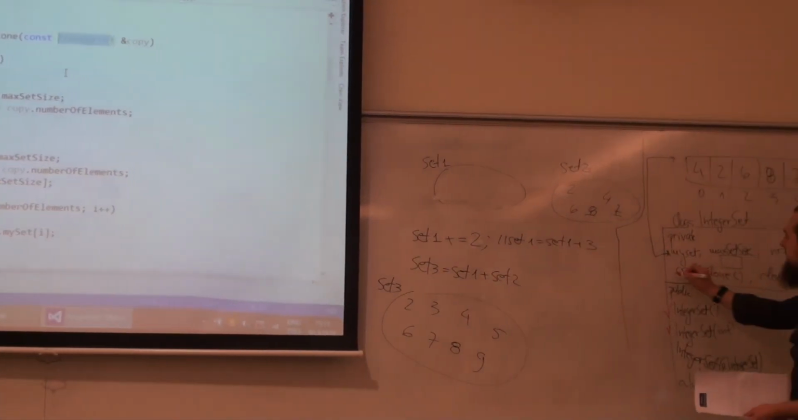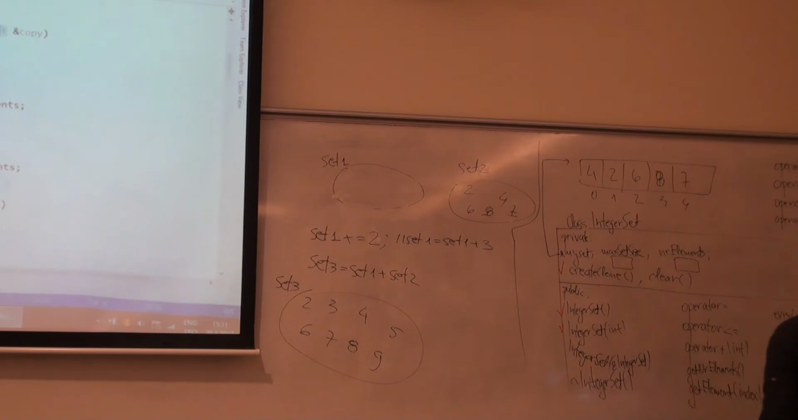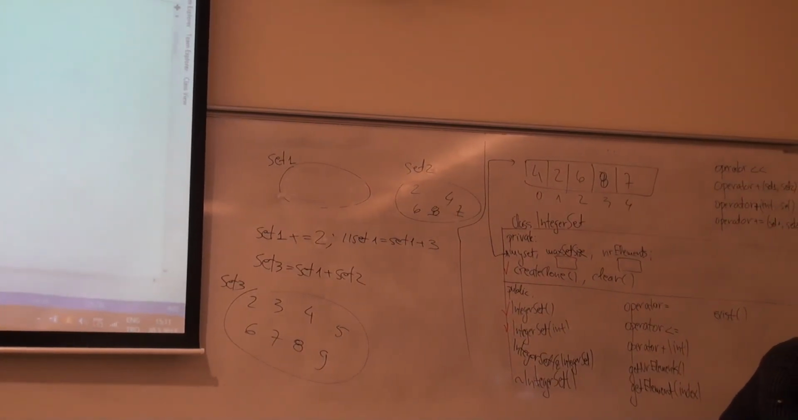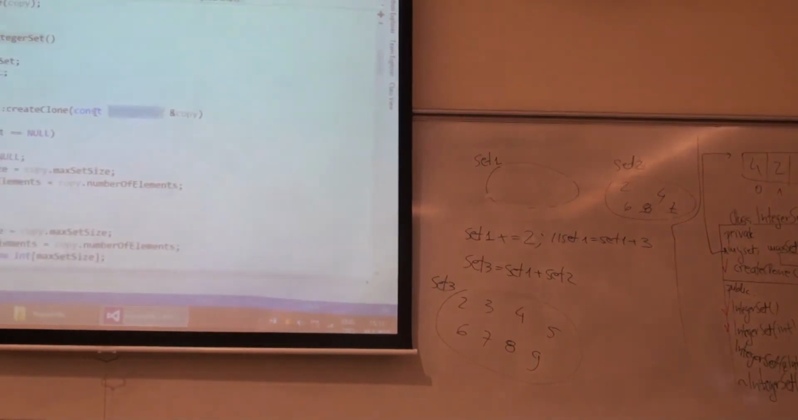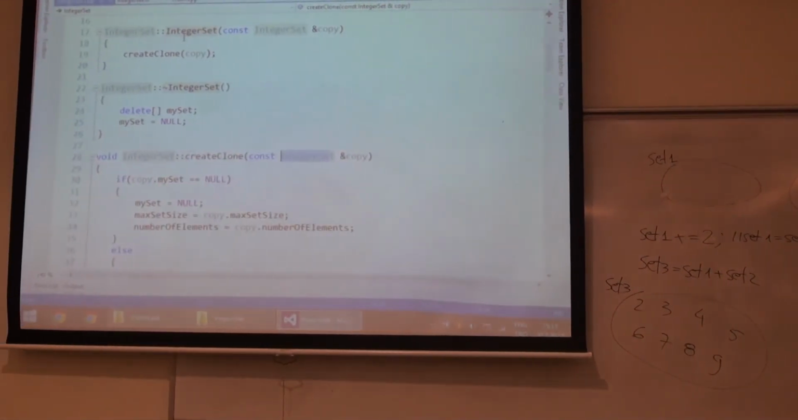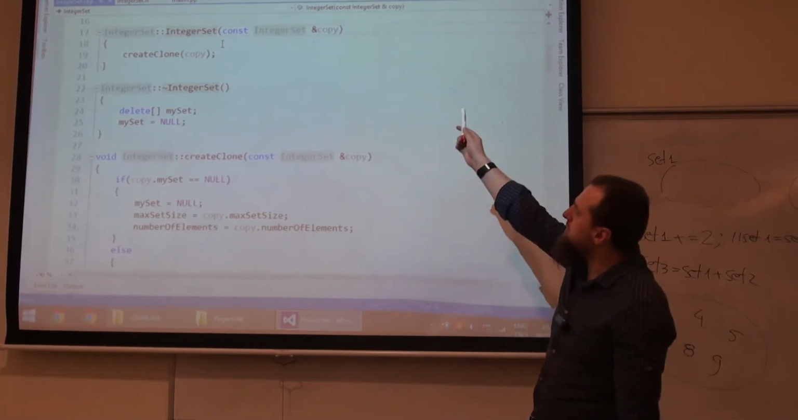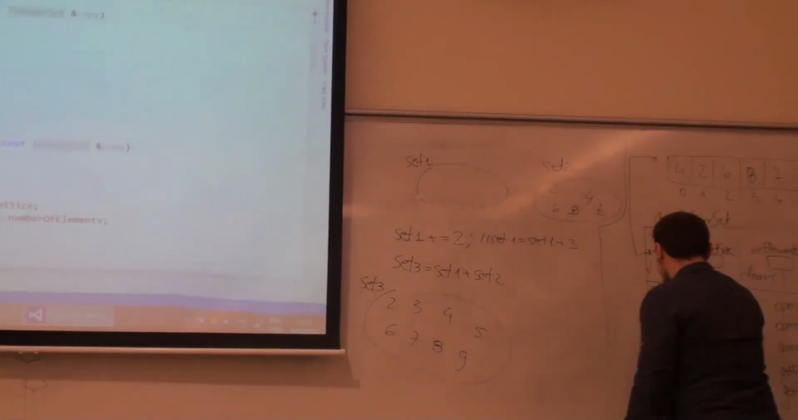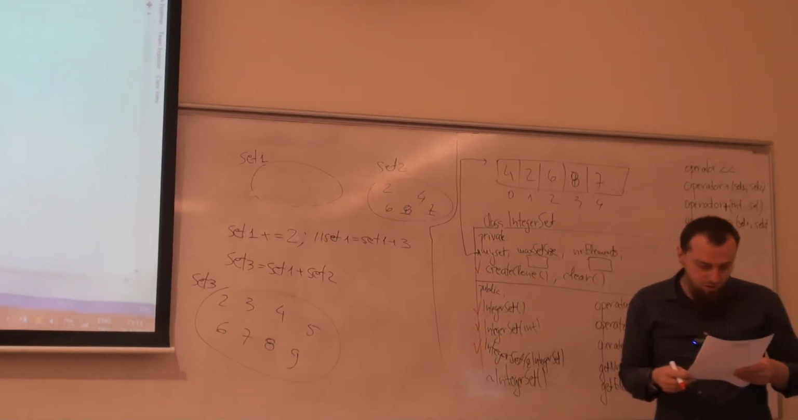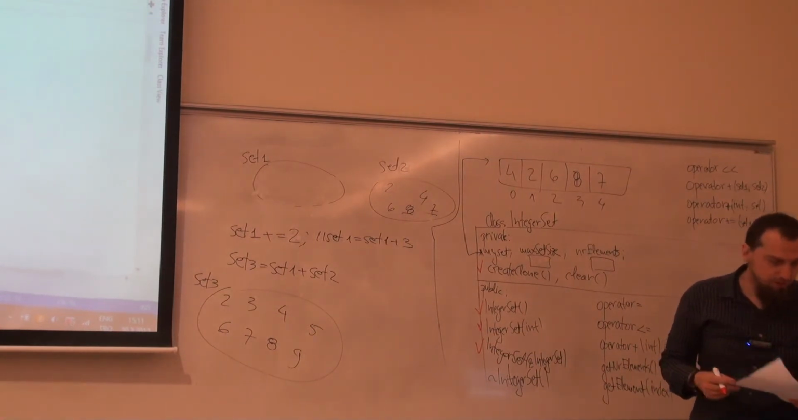So we have seen the create clone. And what the copy constructor is doing, since I create the exact clone, where is the copy constructor? Yes. This is the copy constructor. Basically, here, I call the create clone function sending the same copy as parameter. So this is the copy constructor. What do we have else? Exists.